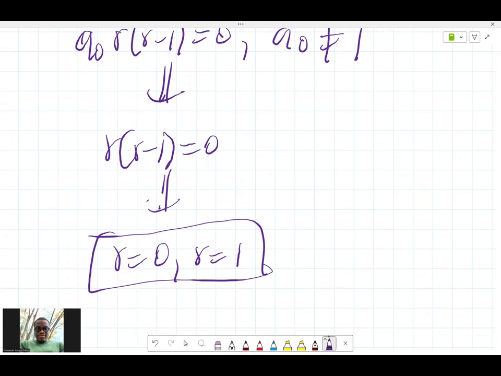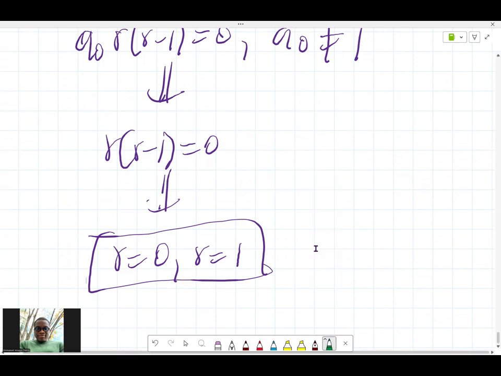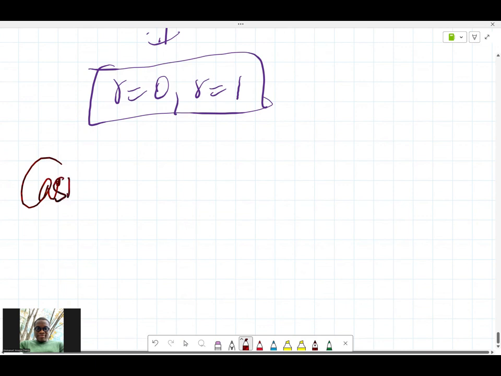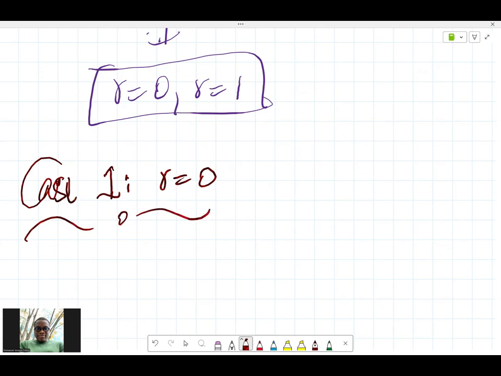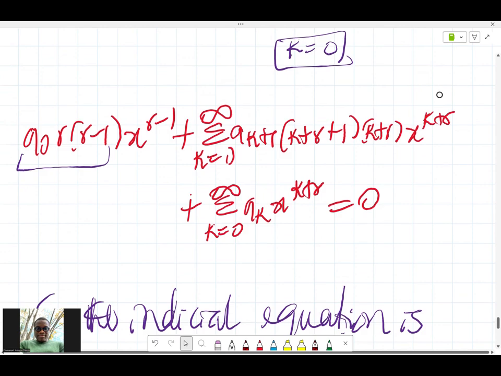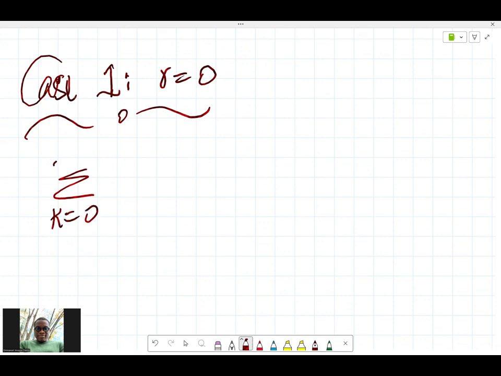Okay, so at this point, we can switch gears, and we can have two cases. So we have case 1. For case 1, r is equal to 0. In that case, we can come back to this remaining expression now. Since every k plus r is common, and r is 0, we have summation from k equals 0 to infinity.